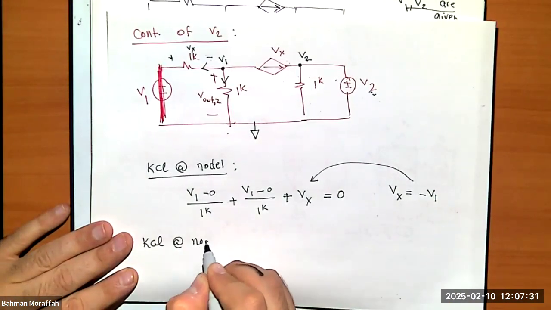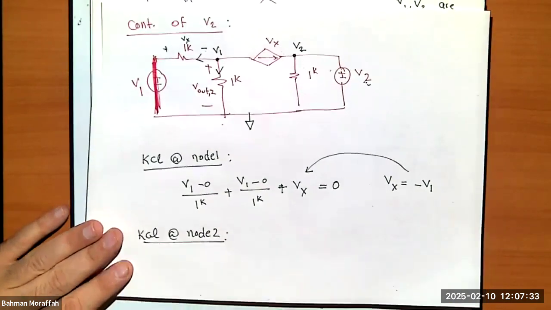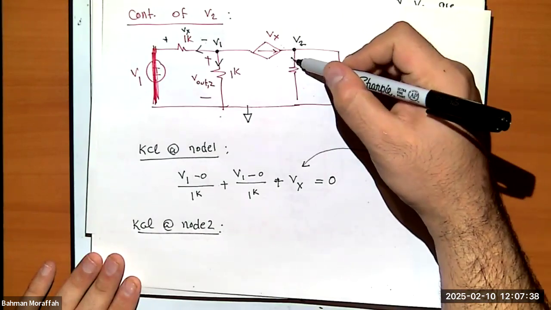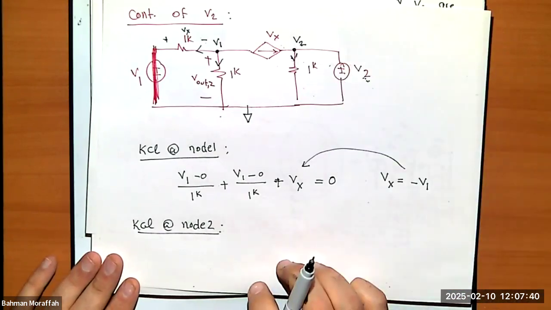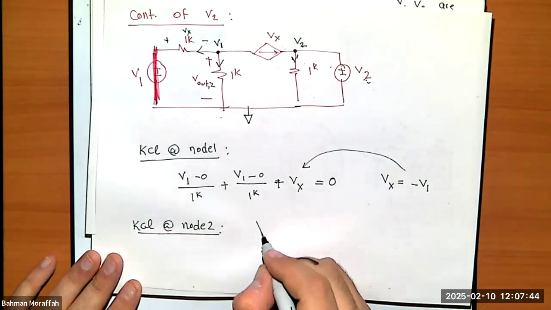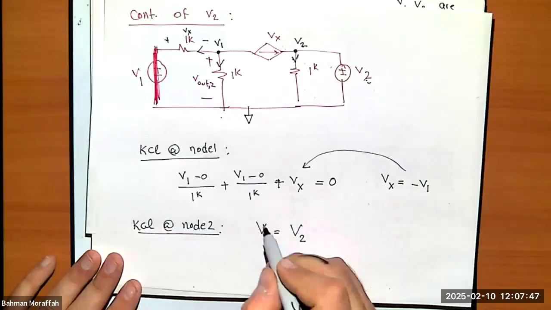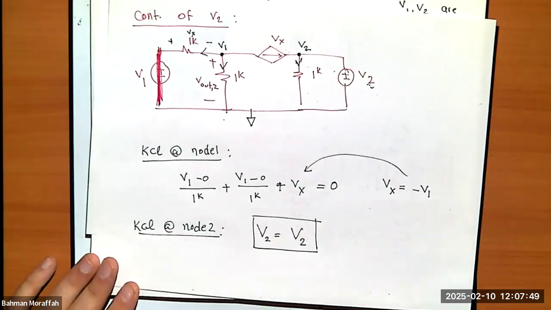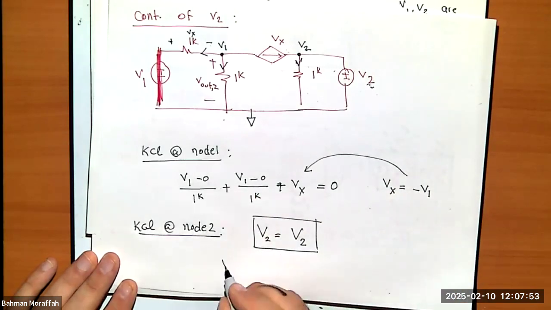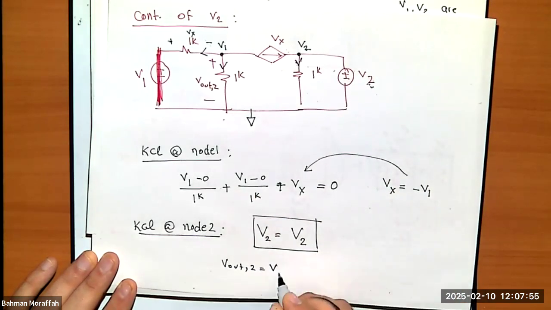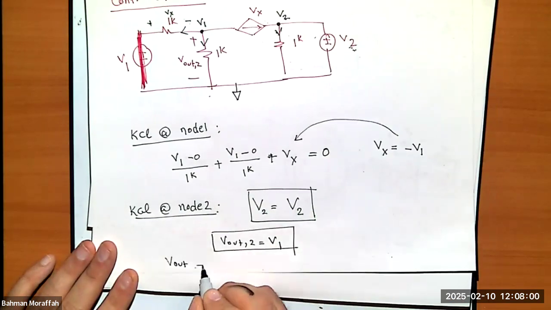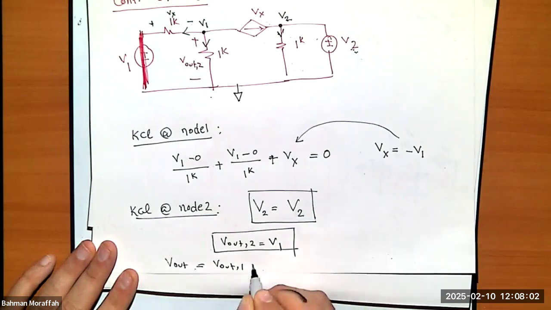KCL at node 2. Again, this is going out. But I already know V2, right? I know V2 is this V2. Done. I can solve V1 from here. V out 2 is exactly V1. Then V out is V out 1 plus V out 2.